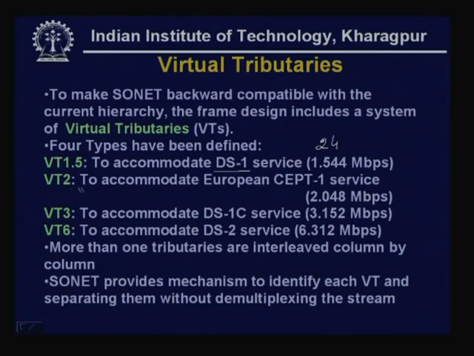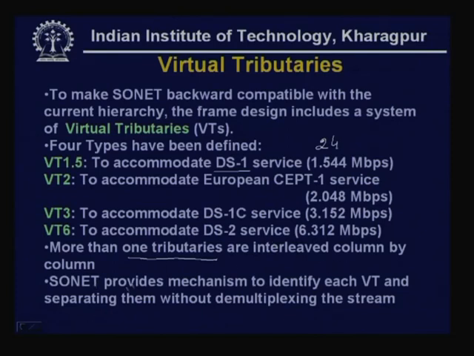VT2 can accommodate European CEPT1 service, which has a bandwidth of 2.048 megabits per second. VT3 can accommodate one DS1C service having a bandwidth of 3.154 megabits per second. VT6 can accommodate DS2 service, 6.312 megabits per second, and more than one tributary can be overlapped column by column.